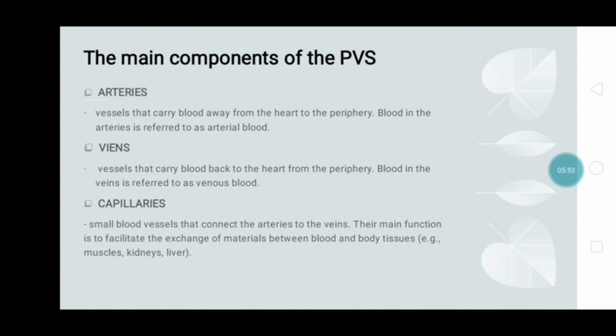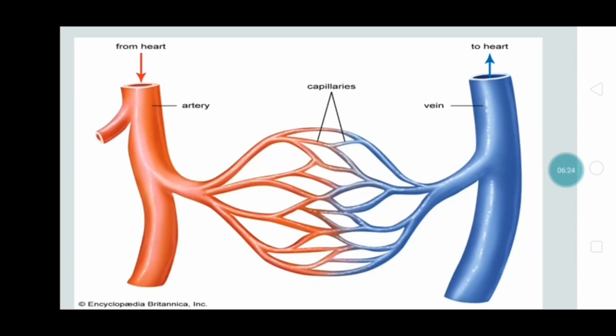And then their main function is to facilitate the exchange of materials between blood and body tissues, for example the muscles, the kidneys, and the liver. If all the capillaries in the human body were lined up in a single file, the line would stretch over 1,000 miles. From the capillaries, blood flows into the smaller venules and then into the veins, flowing back to the heart. So, to make it short, the arteries carry blood.